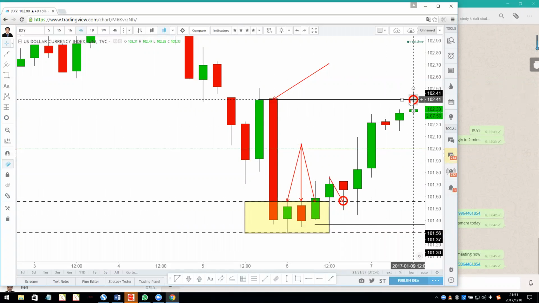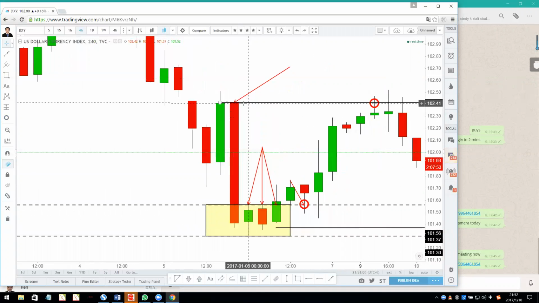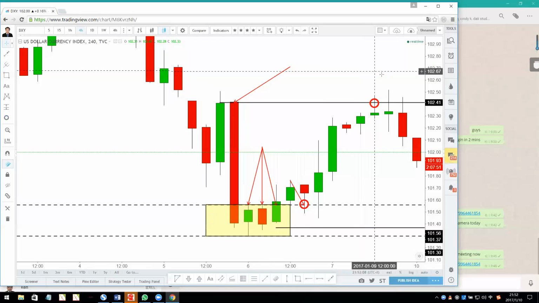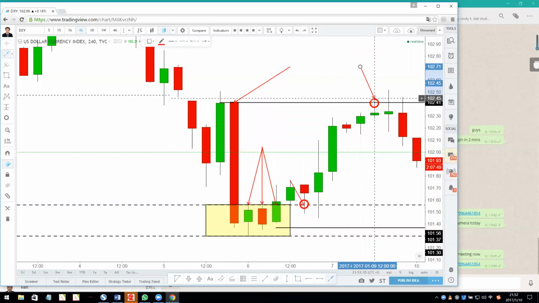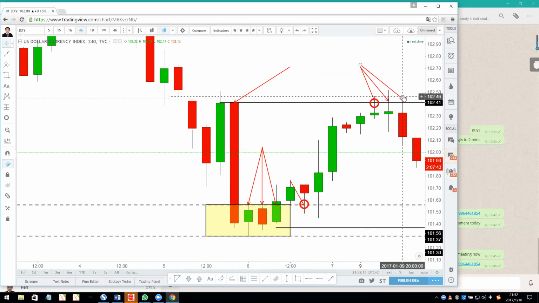You can take all, you can take half. That depends on you. And now the price, you see here, rejected this high, which means sellers come in, the buyers failed to break out, right? Sellers come in. So you can take all, you can re-enter short if you want, okay?